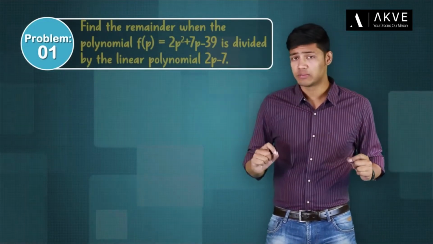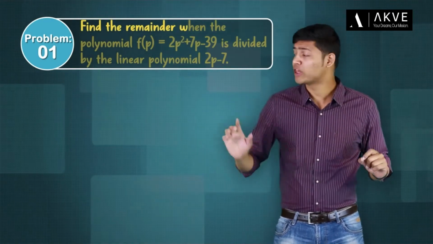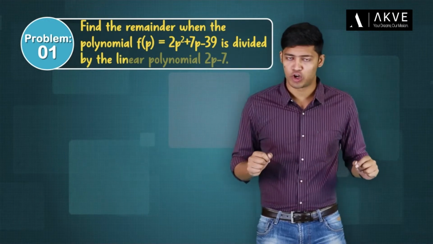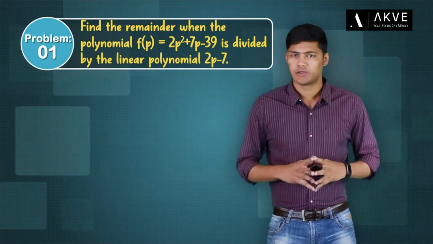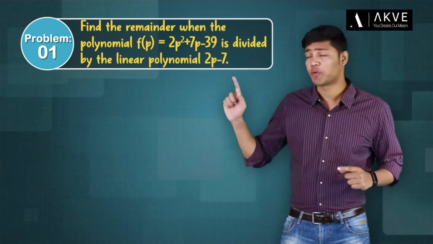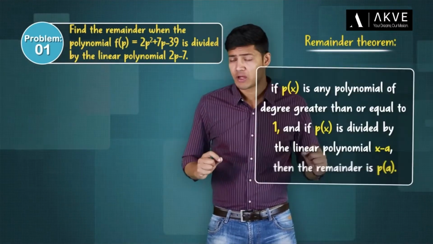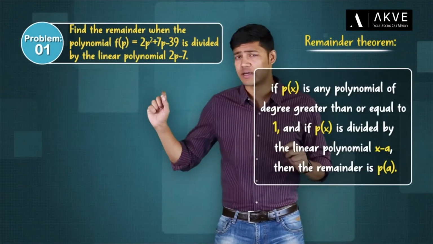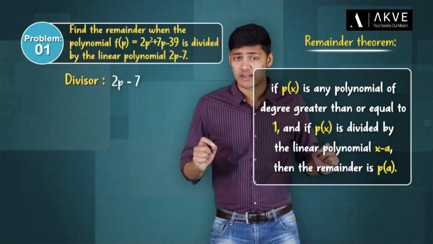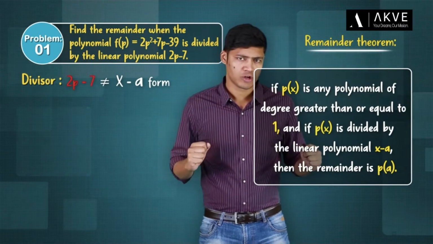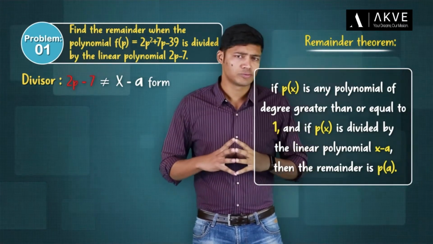In this problem, we have to find the remainder when the polynomial f of p is divided by the linear polynomial 2p minus 7. Now, this is the type of question where we can usually use the remainder theorem. But the divisor is 2p minus 7, which is not exactly in x minus a form. So, what do we do now?